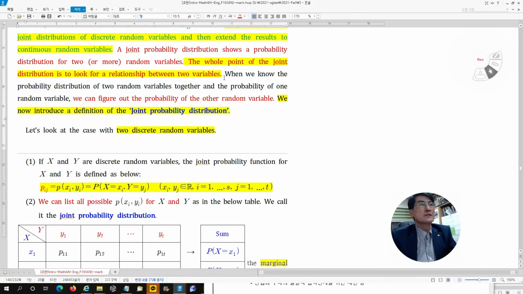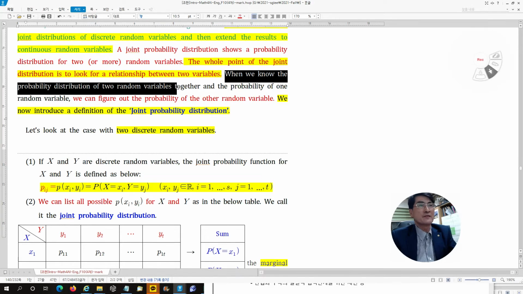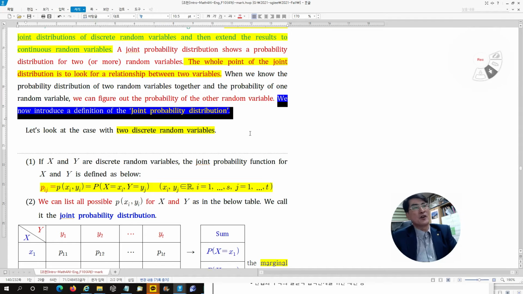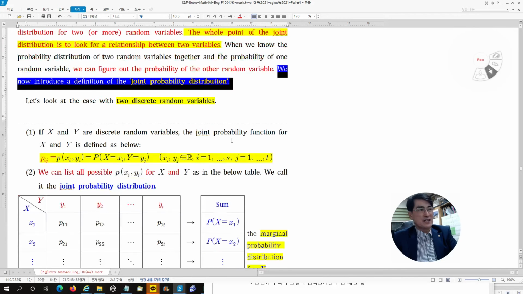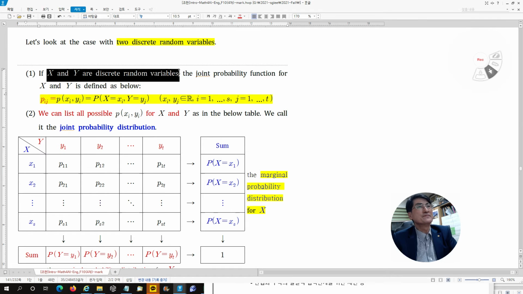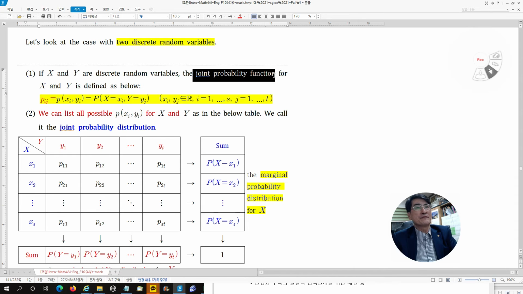When we know the probability distribution of two random variables together and the probability of one random variable, then we can figure out the probability of the other random variable. In order to do so, we now introduce a definition of joint probability distribution. When we have two discrete random variables x and y, the joint probability distribution for x and y is defined as below.